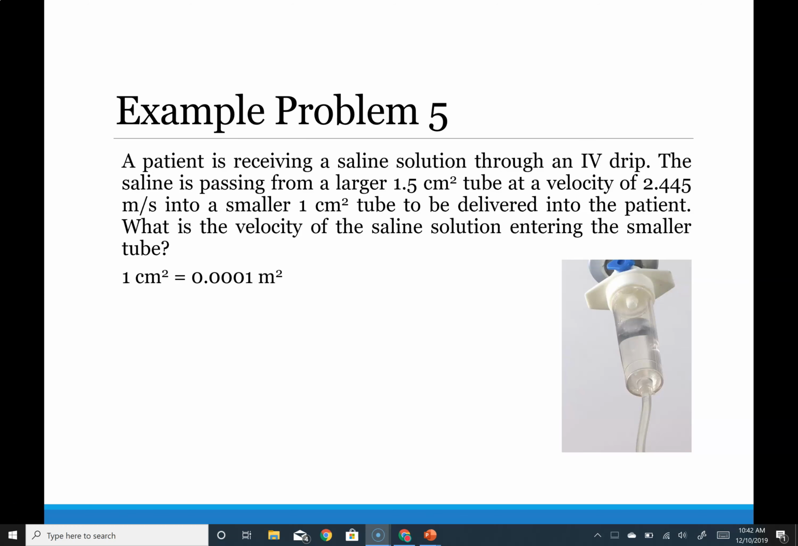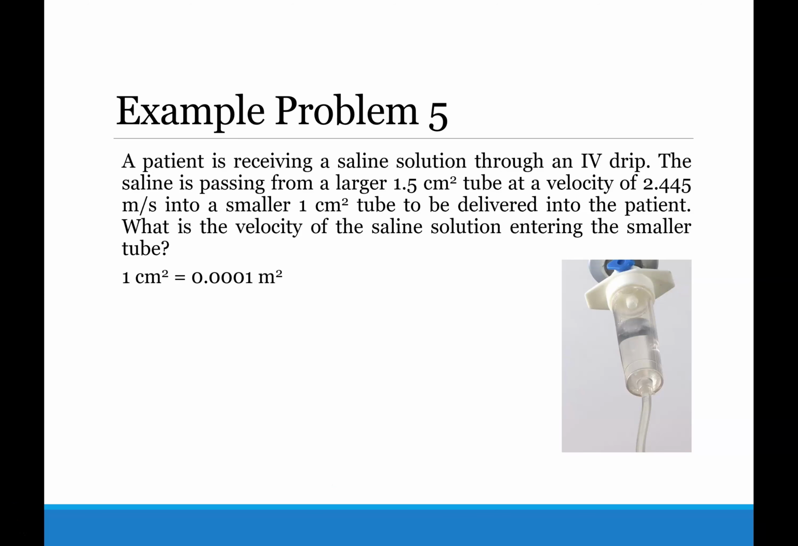Like example problem 4, example problem 5 is a continuity of flow problem. And so right off the bat, we know that the continuity of flow equation is A1 squared V1 equals A2 squared V2. So we're going to have a big pipe and we're going to have a small pipe. In this situation, we're talking about an IV drip. And so this would be the big pipe and this would be the small pipe.